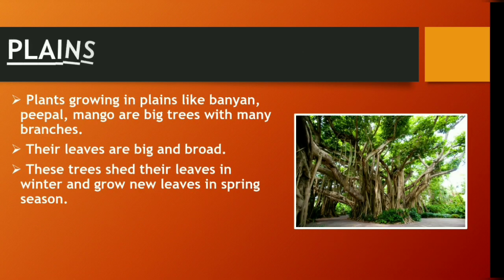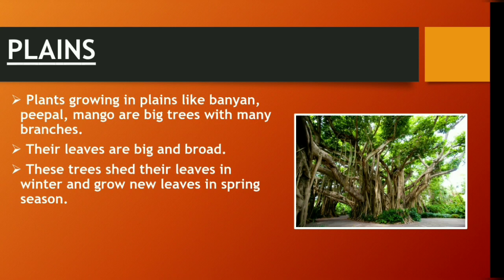Moving on to our next category, that is plains. Plants growing in plains like banyan, peepal, mango are big trees with many branches. Their leaves are big and broad. The leaves of these plants are big and broad, and it helps the plant to remain cool during summer. These trees shed their leaves in winter and grow new leaves in spring season. These types of trees or plants which grow in plains shed their leaves in winter and new leaves grow in spring season.